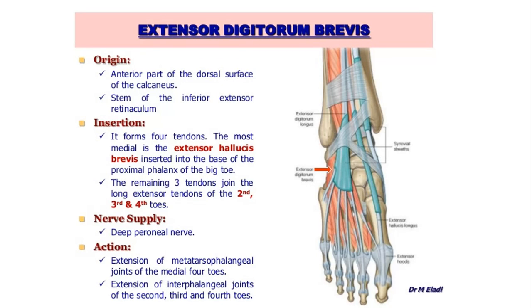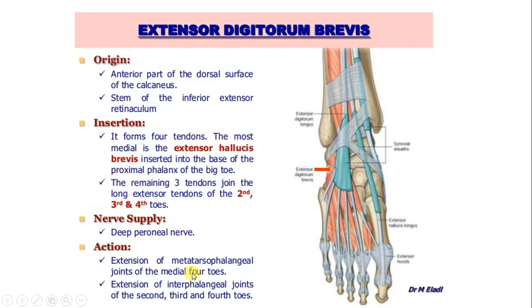Then there is the extensor digitorum brevis muscle. Here it is lying. It arises from the anterior part of the dorsal surface of the calcaneum and the stem of the inferior extensor retinaculum. There are four tendons. The most medial is the extensor hallucis brevis, inserted into the base of the proximal phalanx of the big toe. The remaining three tendons go to the second, third, and fourth toes. They are all supplied by the deep peroneal nerve.